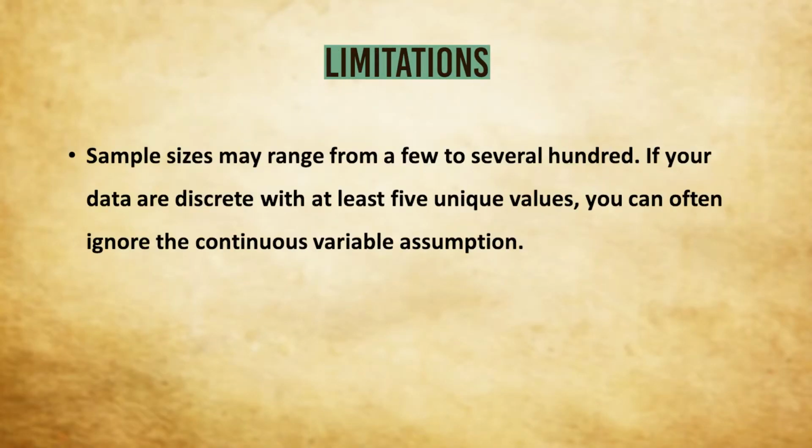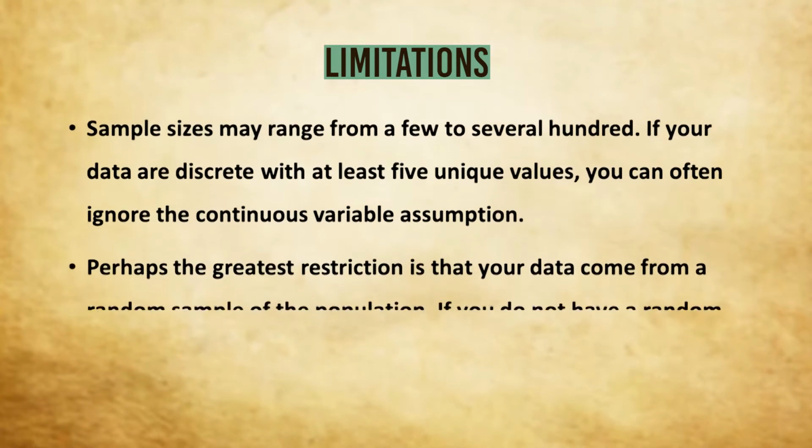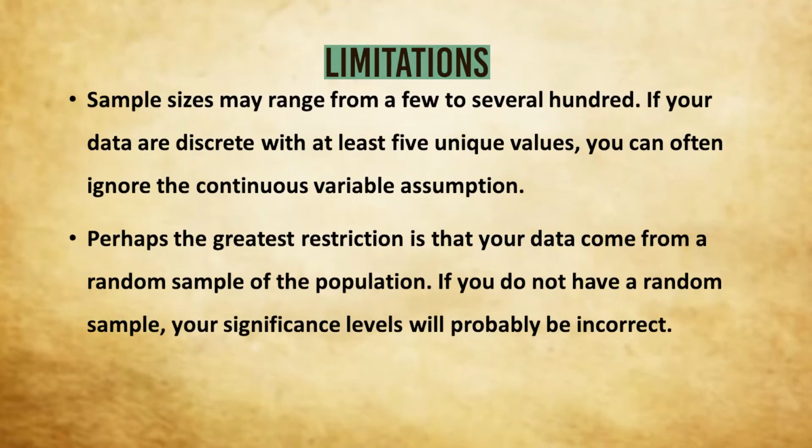There are various limitations of this particular test. Let us see them. Sample sizes may range from a few to several hundred. If our data are discrete with at least 5 unique values, we can often ignore the continuous variable assumption. Even with discrete data, we can perform this test, but there have to be 5 unique values. The greatest restriction is that the data come from a random sample. Unless the sample is random, this test is going to give us erroneous results. That means when H0 is to be accepted, it may be rejected, and the other way around also.